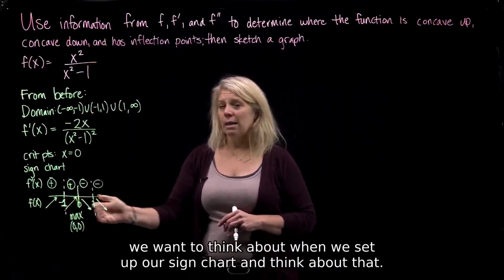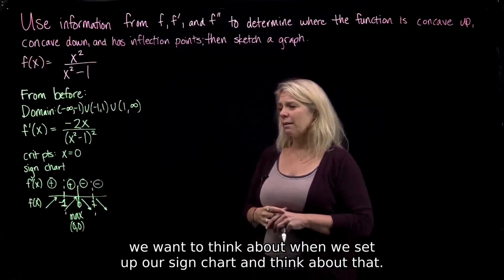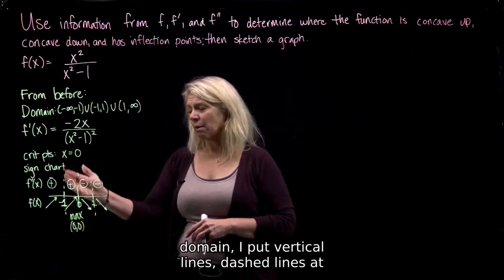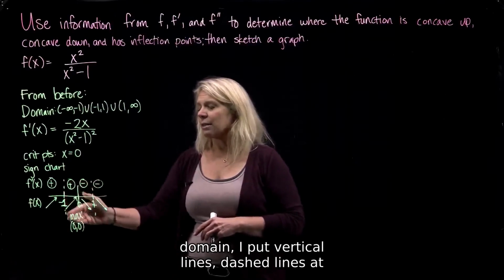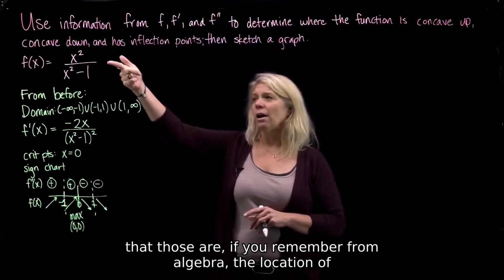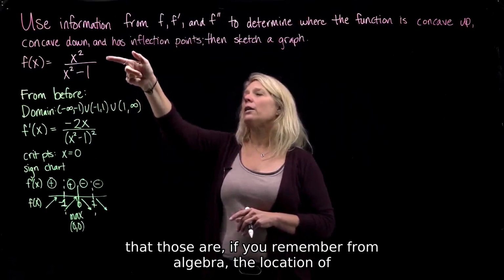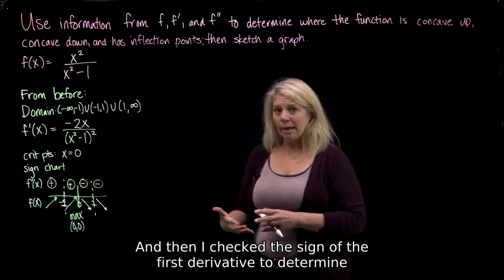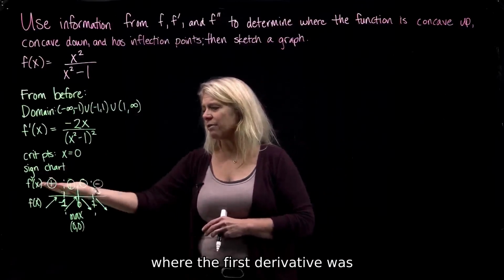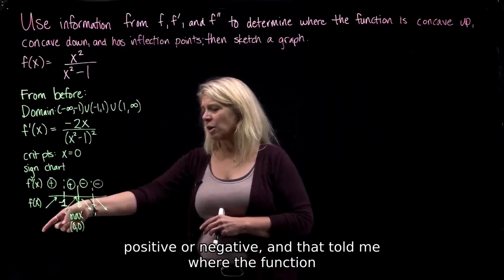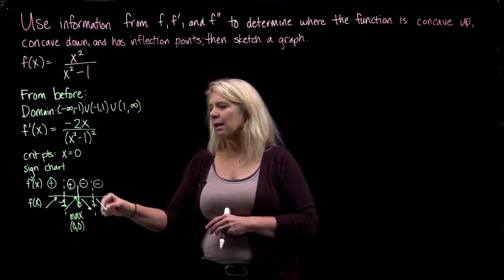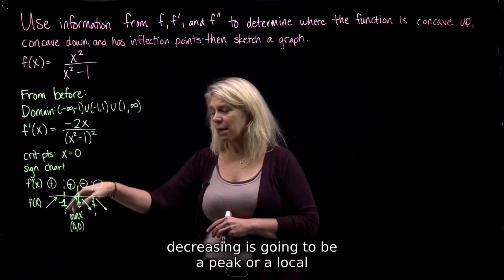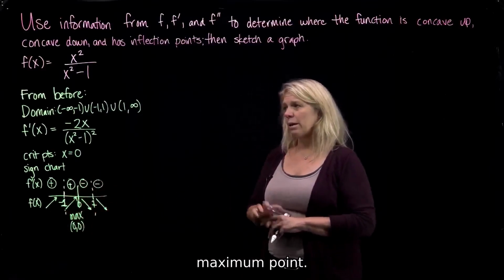But they are values that we want to think about when we set up our sign chart. So we made a sign chart. I put on there any critical values and then any breaks in the domain. I put vertical dashed lines at those breaks in the domain to remind myself that those are, if you remember from algebra, the location of some vertical asymptotes from this function. And then I checked the sign of the first derivative to determine where it was positive or negative. And that told me where the function was increasing or decreasing. So the point where it switches from increasing to decreasing is going to be a peak or a local maximum point. So that's what we did before.